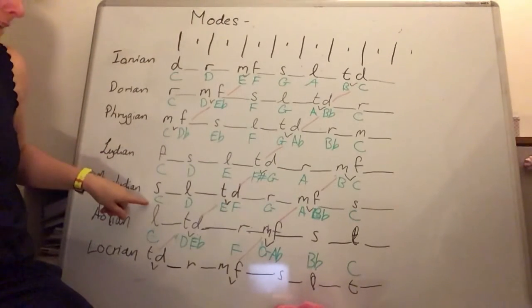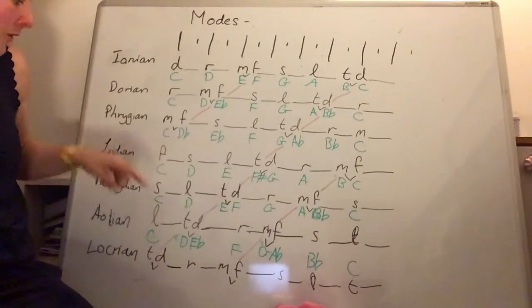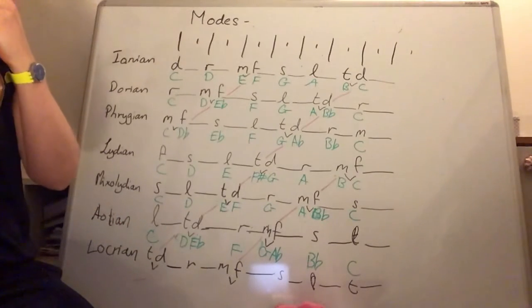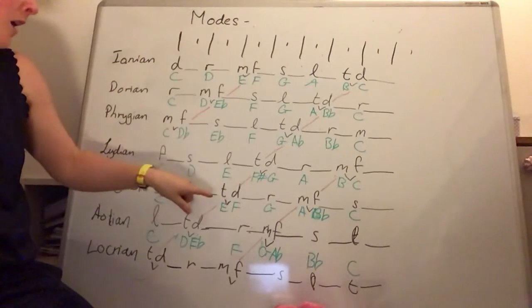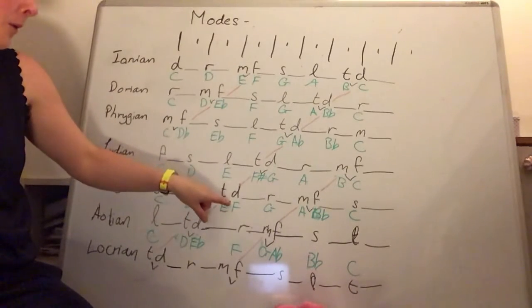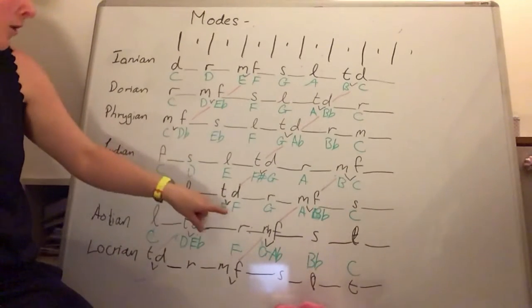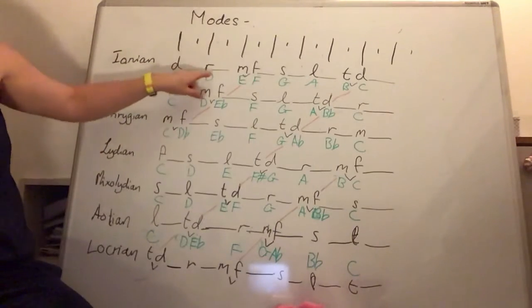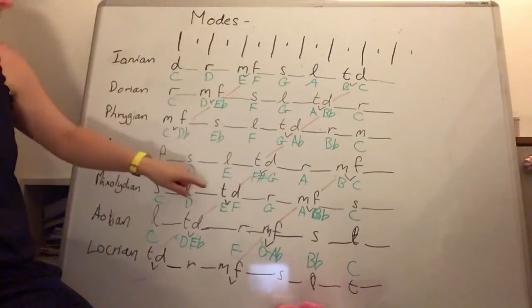Now we have a mixolydian. Now this is so to so. So if C is so, so, la, ti, do, so, la, ti, do. Very similar to do, re, mi, fa, so, la, ti, do.